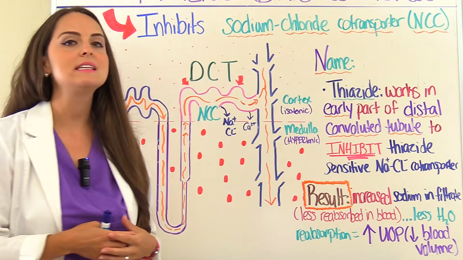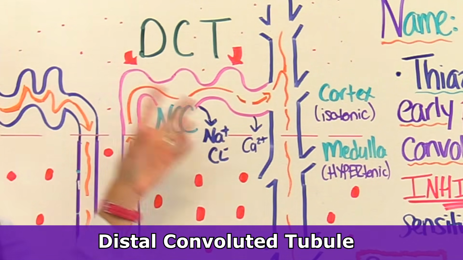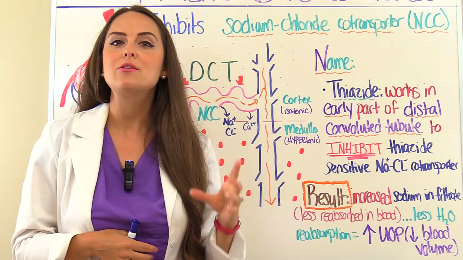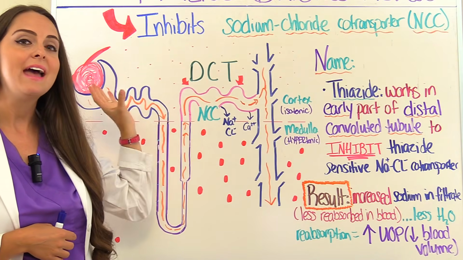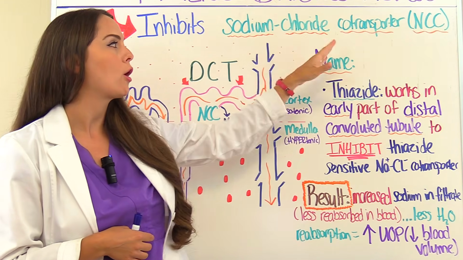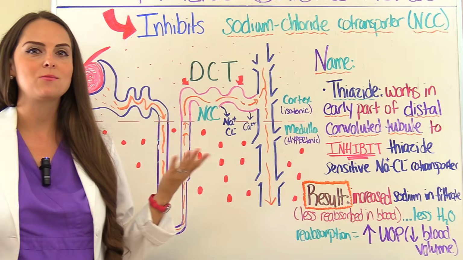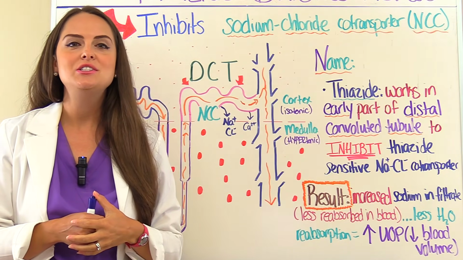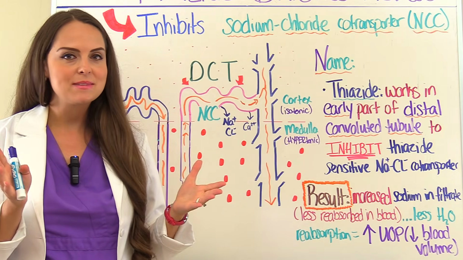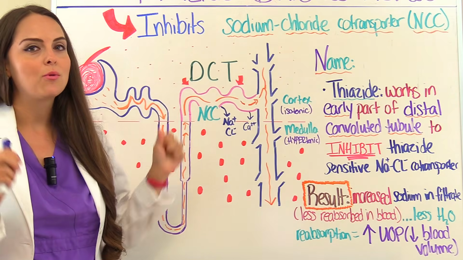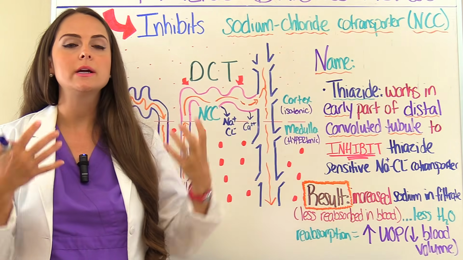Well, thiazide tells us that this medication works in the early part of the distal convoluted tubule that's found within this nephron. And what this drug is going to do is affect a cotransporter that's found within this early part of the DCT. This transporter is called the sodium-chloride cotransporter, and it is considered a thiazide-sensitive transporter, so hence why this drug works so well. What it's going to do is prevent this transporter from being able to do its job. And just as its name says, this transporter transports sodium and chloride from the filtrate to go back into the blood to be reabsorbed by the body.